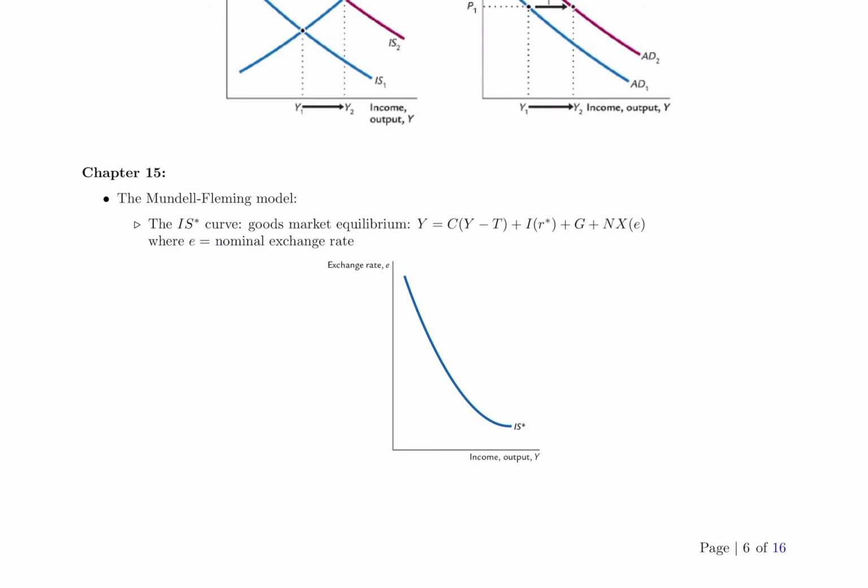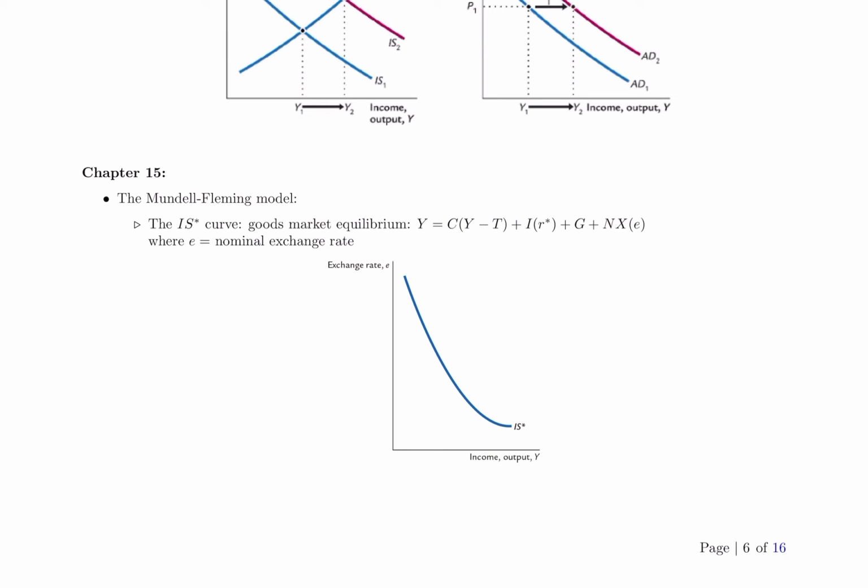Chapter 15, we discuss the Mundell-Fleming model. This model explains how a small open economy works with perfect capital mobility. Since capital can move freely across borders, the domestic interest rate equals the world interest rate: R equals R star. The IS star curve represents goods market equilibrium.